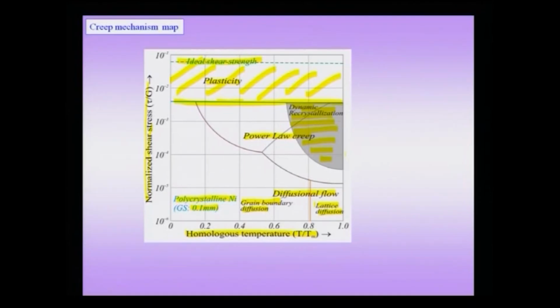Therefore, I can put together data from various experiments and identify mechanisms, and such a map is called the creep mechanism map. Such maps are very useful if I have to understand the creep phenomenon.